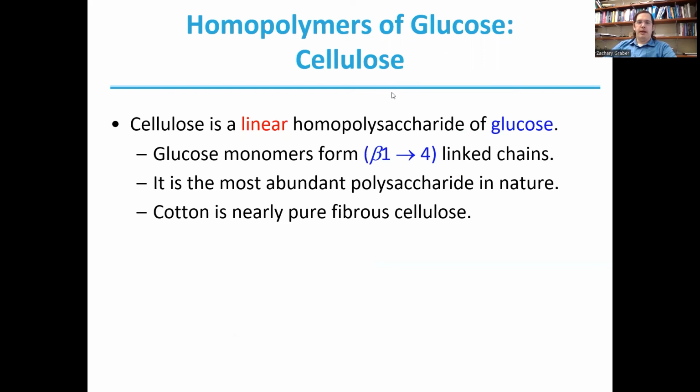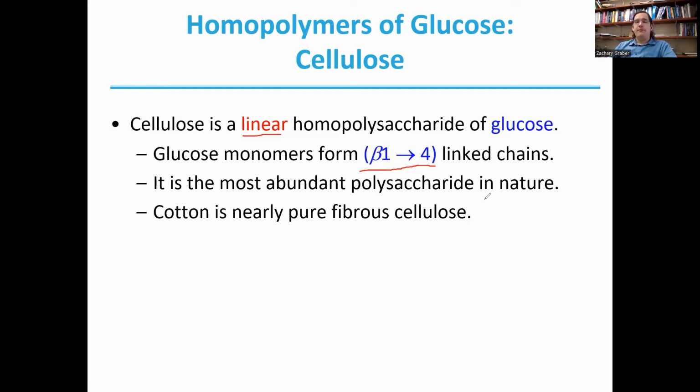The next polymer that we'll look at is cellulose. Cellulose is also a homopolysaccharide of glucose, but it's a linear polysaccharide, so it's more similar to amylose than glycogen or amylopectin. Unlike amylose, cellulose links together with beta 1 to 4 glycosidic bonds. This small change in our glycosidic linkage will create a significant difference in the behavior of our cellulose polymer. Cellulose is the most abundant polysaccharide in nature.